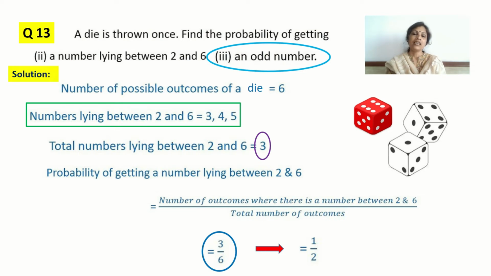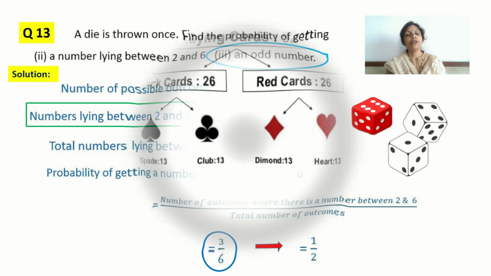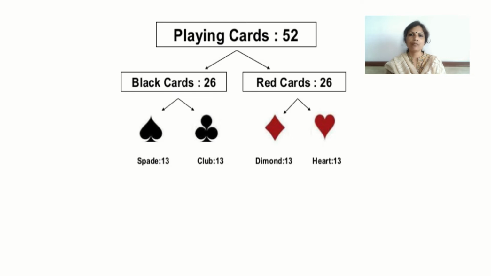Then the next type of sums are based on playing cards. So before we go to the next sum, I want all of you to have a look at this. There are 52 playing cards. Out of these 52 playing cards, 26 cards are black and 26 are red. In the black cards, we have 13 spade and 13 club, and in the red cards, 26 red cards, we have 13 diamond cards and 13 hearts.